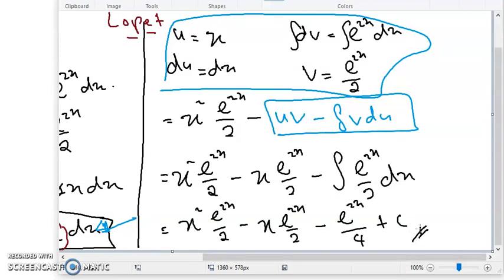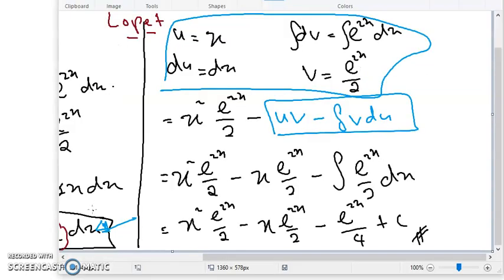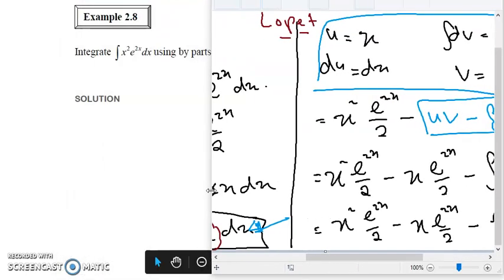Actually, we already have the answers here, and if you try to check the answer, we have a similar answer. As for this answer, they already simplified it for you. Okay, so I hope you are clear about this part. Please make sure you try it again. Okay.